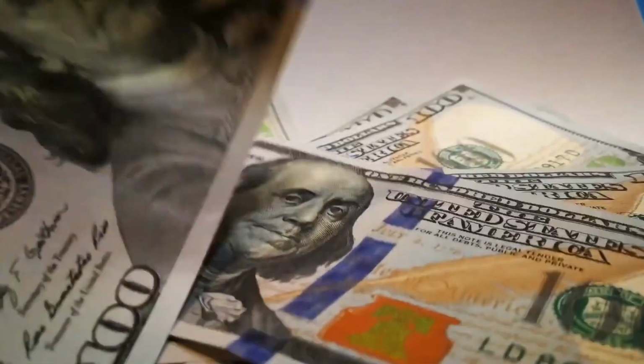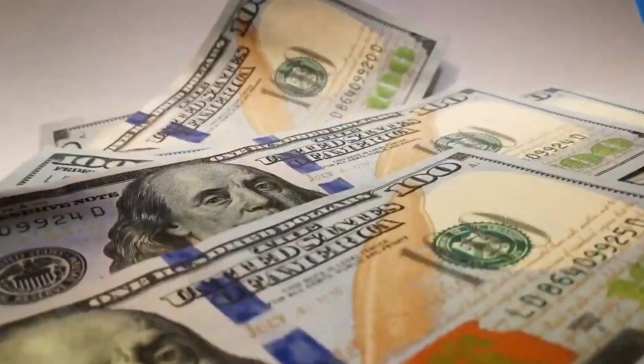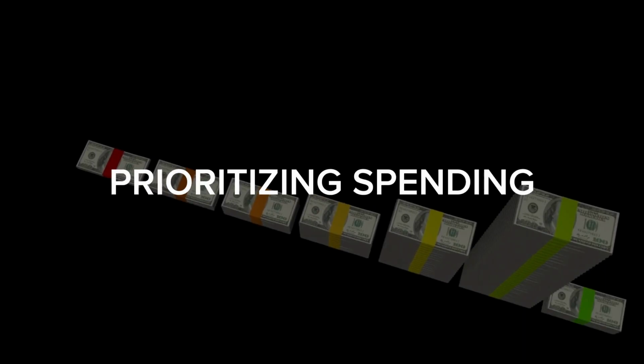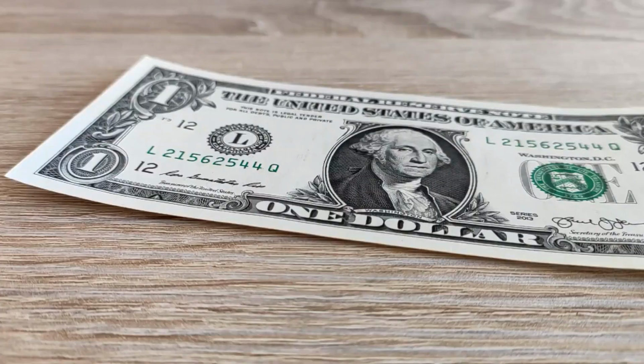To prevent overspending from leading to bankruptcy, governments can take several steps. One is to implement fiscal discipline by balancing the budget and prioritizing spending on essential services. Another is to promote economic growth through policies that encourage investment, job creation, and innovation.